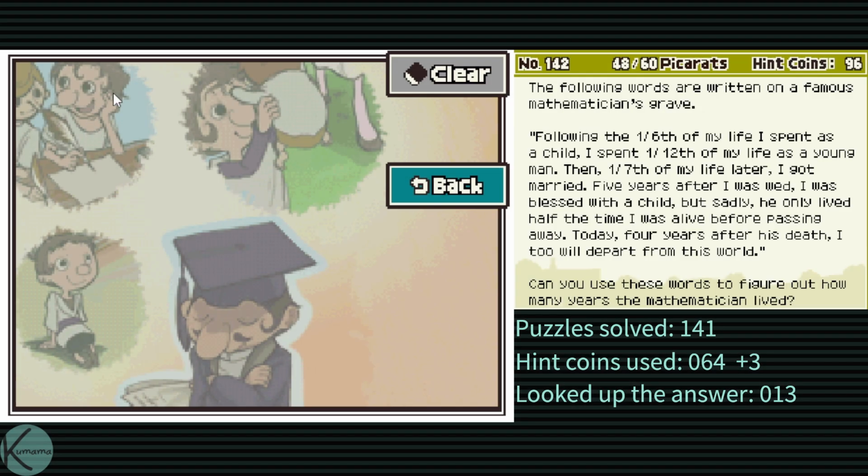The top part, 54, right? Right, that was all the numbers. And he says, 5 years after that, I got married. No. 5 years after I was wed. He got married when he was 54. Yes. 5 years after I was wed, I was blessed with a child. So he had a kid when he was 59. Okay? And he lived half the time I was alive before passing away.